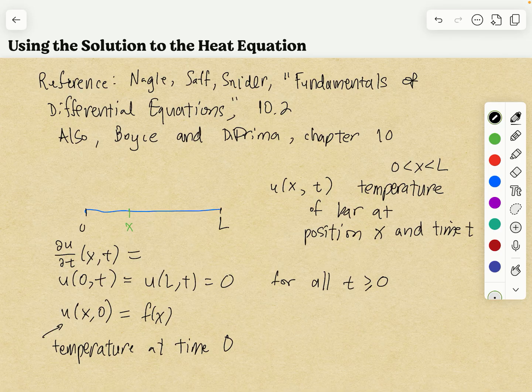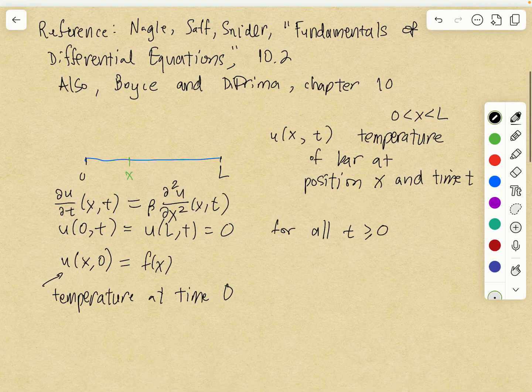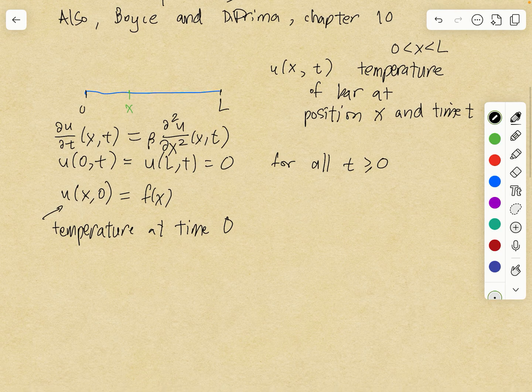So I'm using the function notation, right? This is going to be some constant, which is positive, times the second partial derivative of u with respect to x. So remember that that's written like this. So this is a function of x and t, okay? And beta is some constant. So yeah, those are the equations that you have, okay?